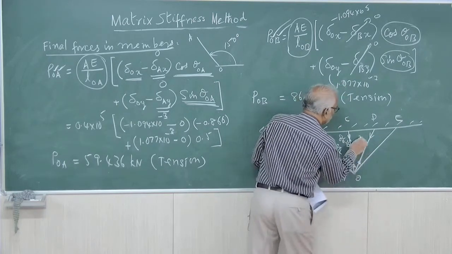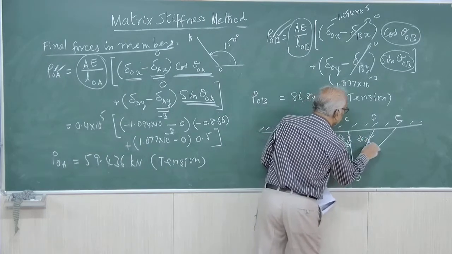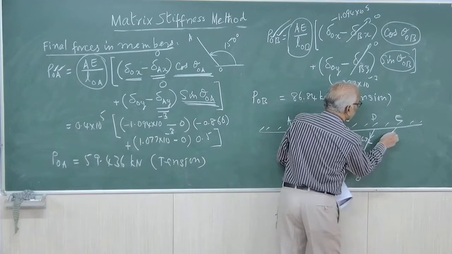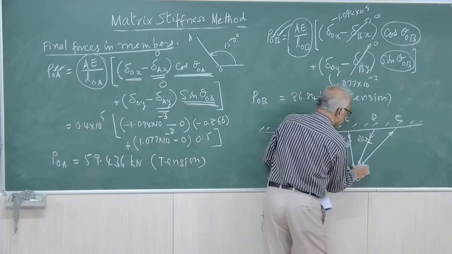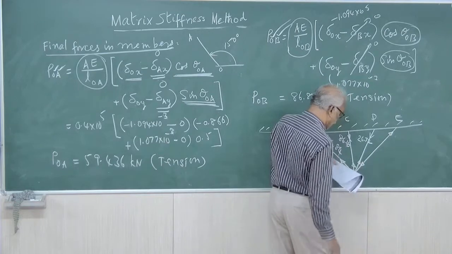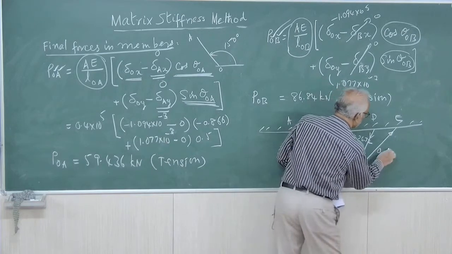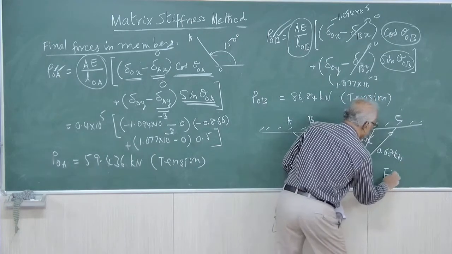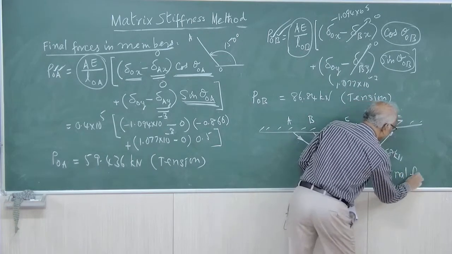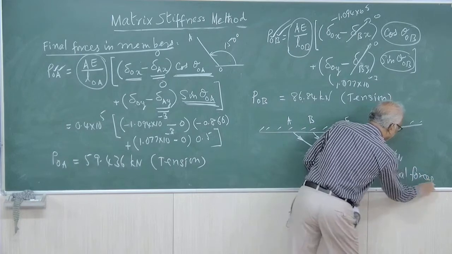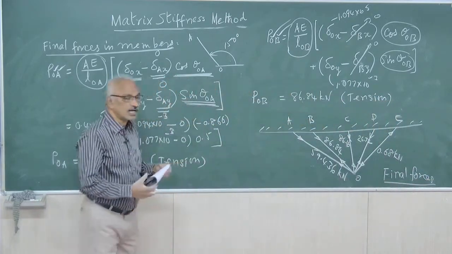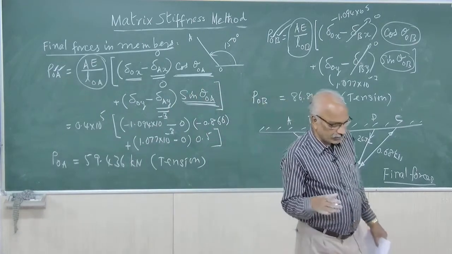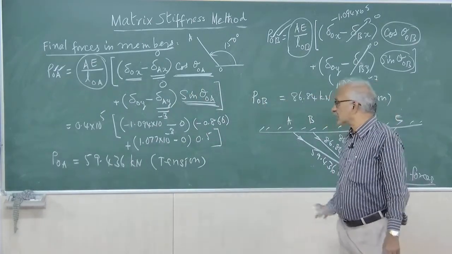This is 26.72. And this is the only member under a little compression. So a small amount of compression. Only the last member is subjected to a compressive force of 0.68 kilonewton. So these are the final forces. This is how you analyze a pin joint truss by the direct stiffness method.